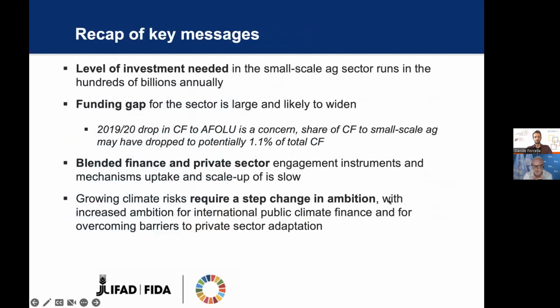Okay, next slide. So to recap the key messages of this broad picture of where climate finance is coming from, the level of investment is clearly not up to the needs that we have, which run to the hundreds of billions annually. The funding gap for the sector is large, as we saw, and it's going to get bigger probably.